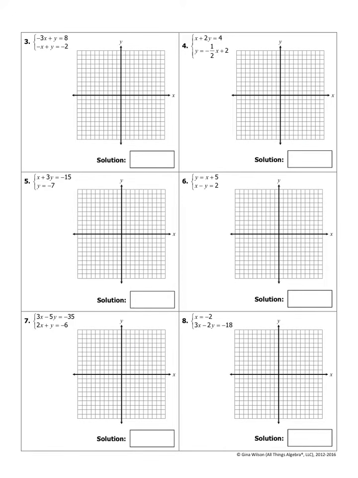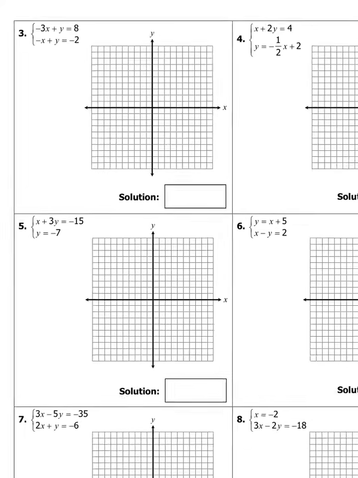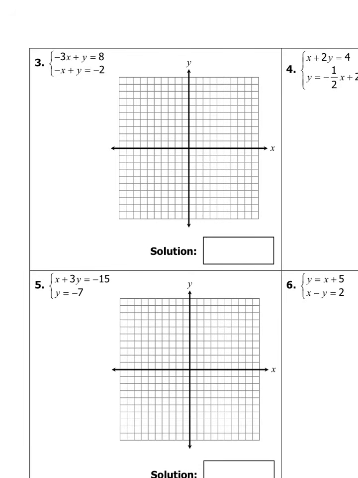All right, for number 3, we have 2 equations, -3x plus y equals 8, and -x plus y equals -2. So notice neither of these are in the form y equals mx plus b. So we're going to have to solve first for that. All right, so if we have -3x plus y equals 8, again, I'm trying to solve it to get this y first.